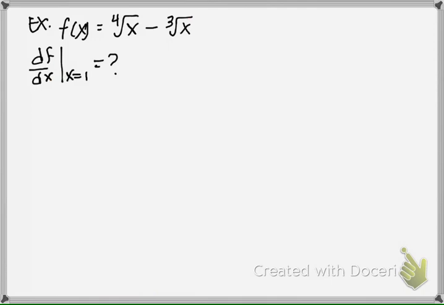So guys, let's look at this function here. F of x is equal to the 4th root of x minus the cube root of x. So the question is, can I use the power rule? I have to recognize that I can rewrite this as x to the 1/4 minus x to the 1/3. And then I can use the power rule. Next, I want to evaluate this derivative at x equal to 1.